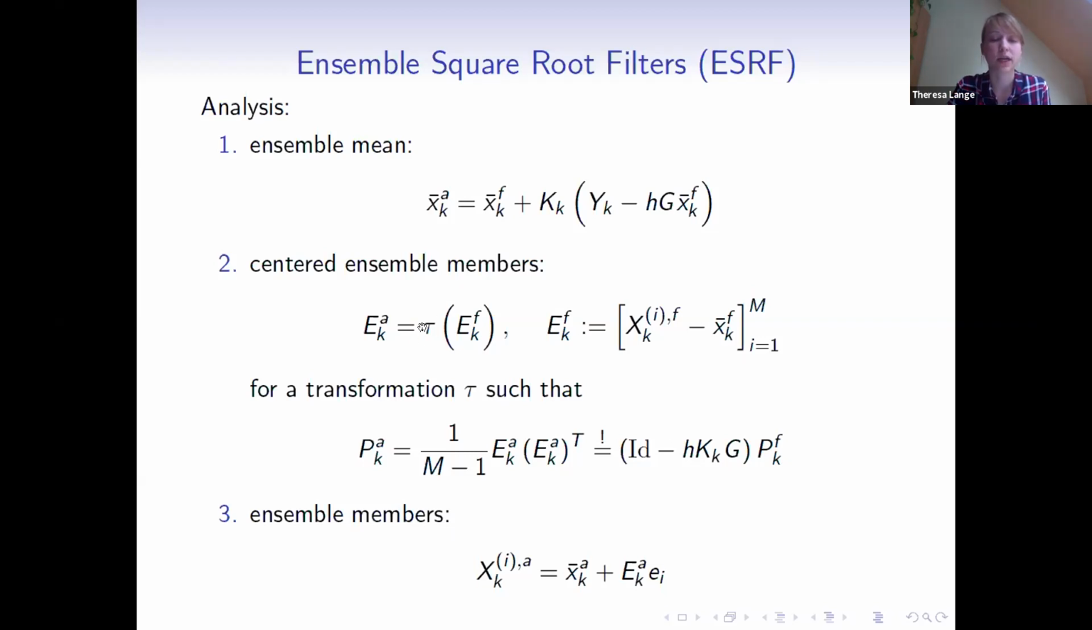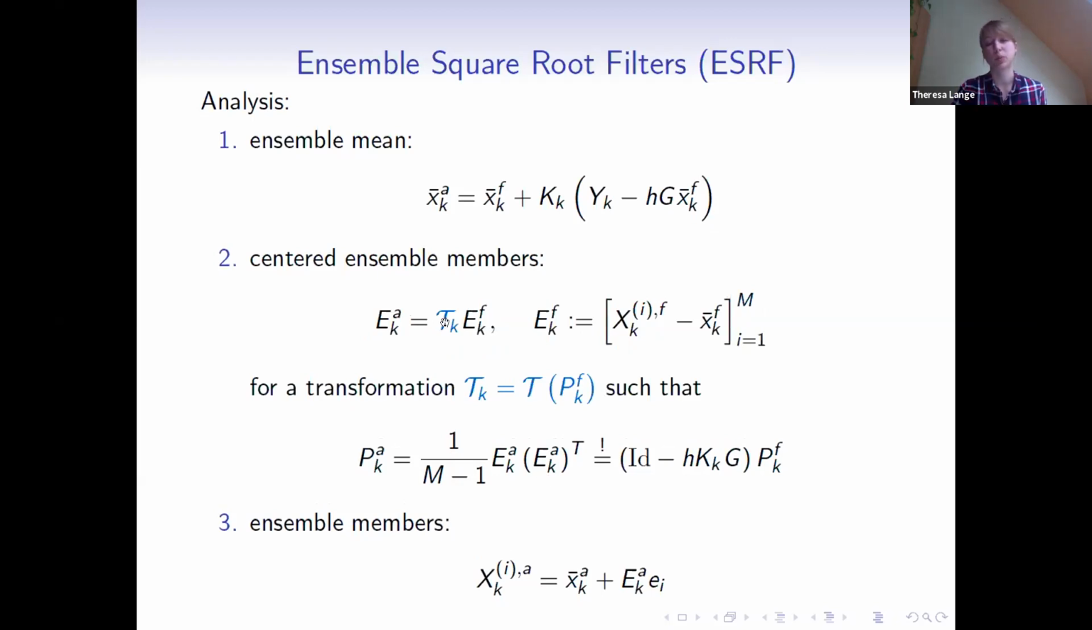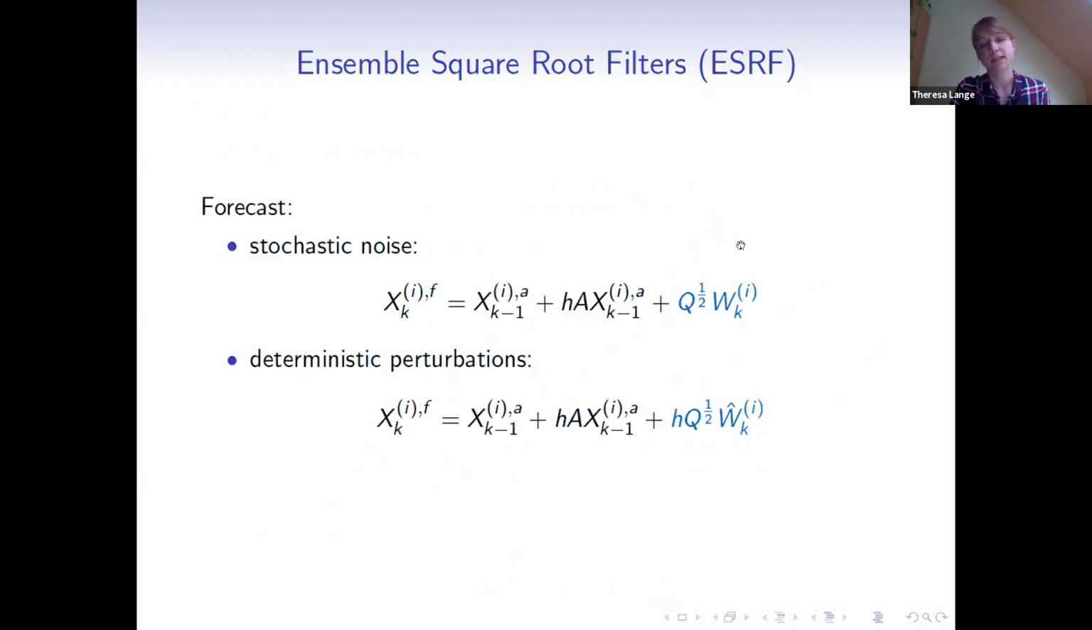So choosing this tau, there are many different possibilities, and we had a look at the most popular ensemble square root filters, which all propose transformations in such a way that it actually boils down to a multiplication from the left. And these were all the filters that we were considering in our analysis. Okay, so in this way, we eliminated stochasticity in the update step. But for illustrational reasons, we wanted to go even further and reduce the total amount of noise in the algorithm. So what we did was to also look at the forecast and now try to replace these stochastic noise terms by what we call deterministic perturbations that would also do the job.